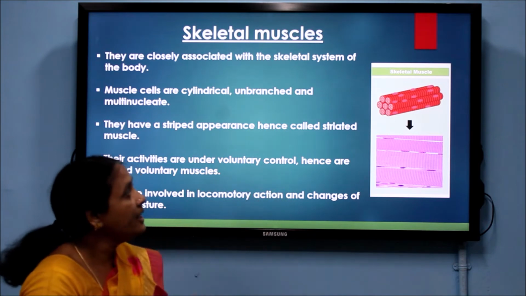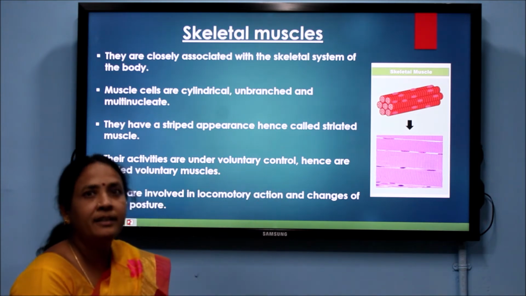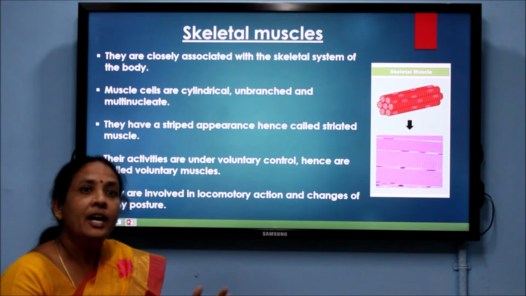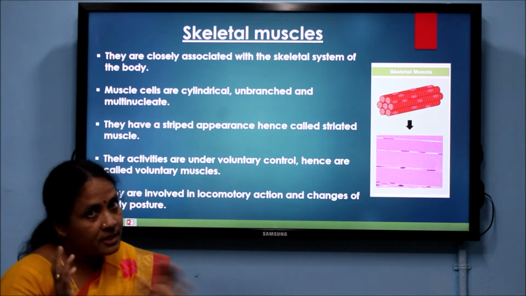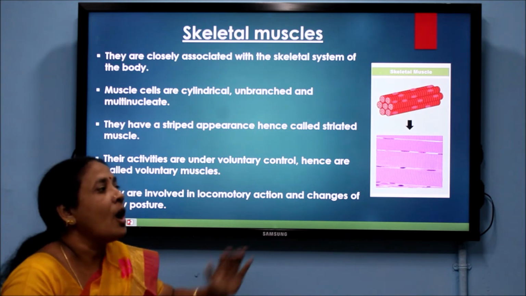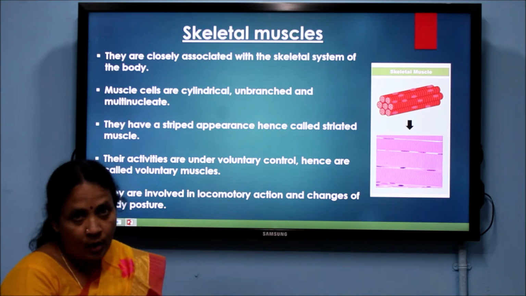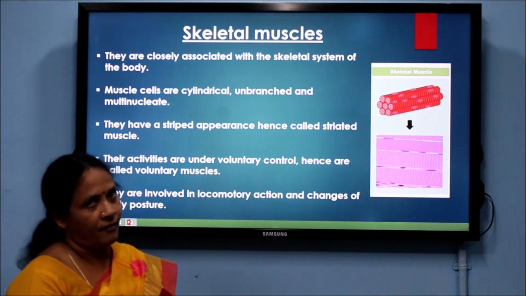So they are cylindrical in shape, they are multinucleated and they show light and dark bands. So they are said to be striated muscle, and we can also call them voluntary muscles because they are voluntary in their function.